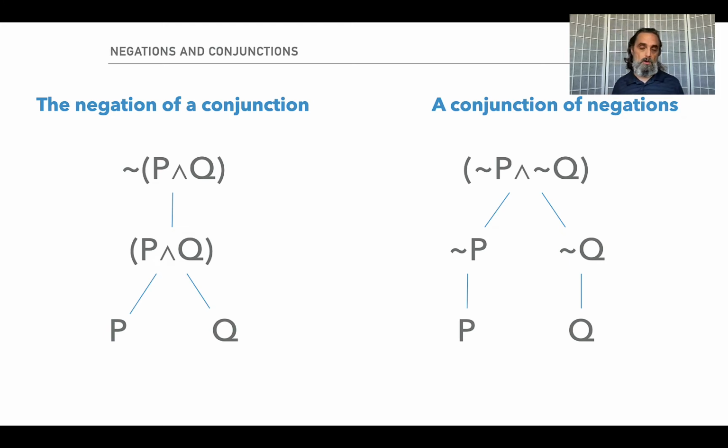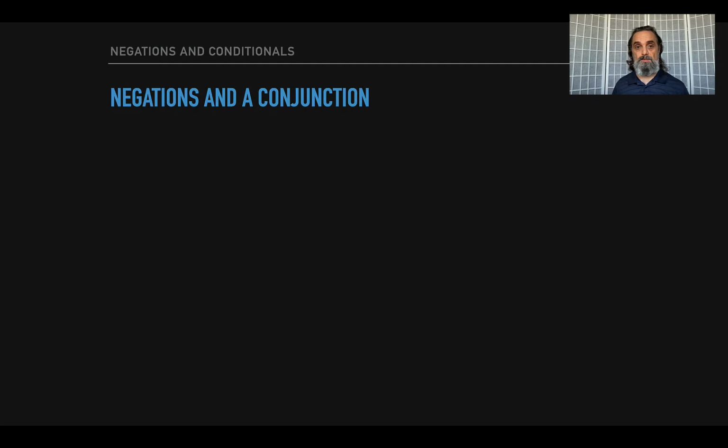Where is the negation going? Is it going outside of the conditional or inside of the conditional? Where does the negation go? Does it go outside of the conjunction or inside of the conjunction? And what difference does that make to the meaning of what's said, of what these sentences mean?